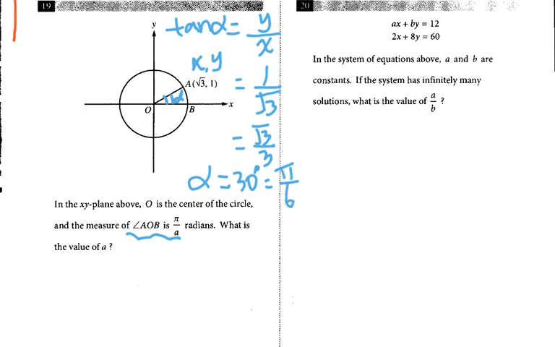And pi over A, that's the angle for AOB. And I already figured out it's pi over 6. So definitely A will be 6.